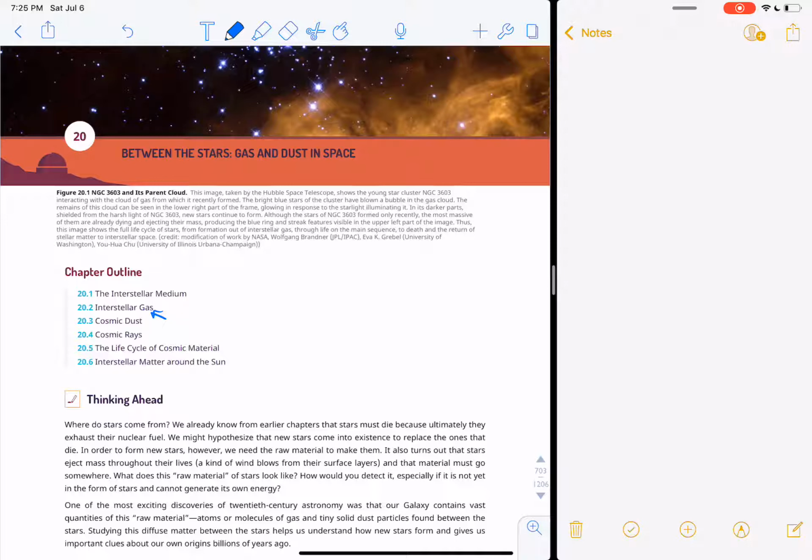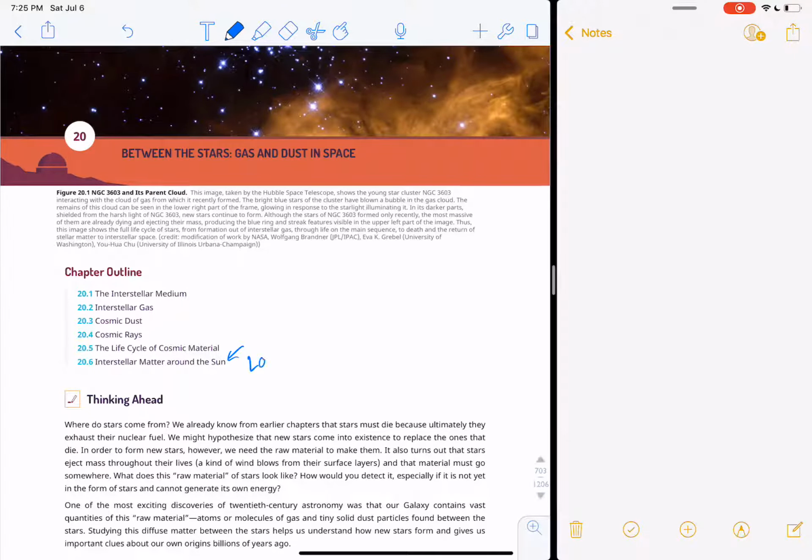Okay, so the ISM, the interstellar medium. Interstellar, between the stars. Space between the stars, the gas that's between the stars, stuff called cosmic dust, particles from space called cosmic rays, and the life cycle of the stuff that makes the stars, and then our sort of local area called the local fluff. And it's the gas and dust that our sun and solar system are a part of.